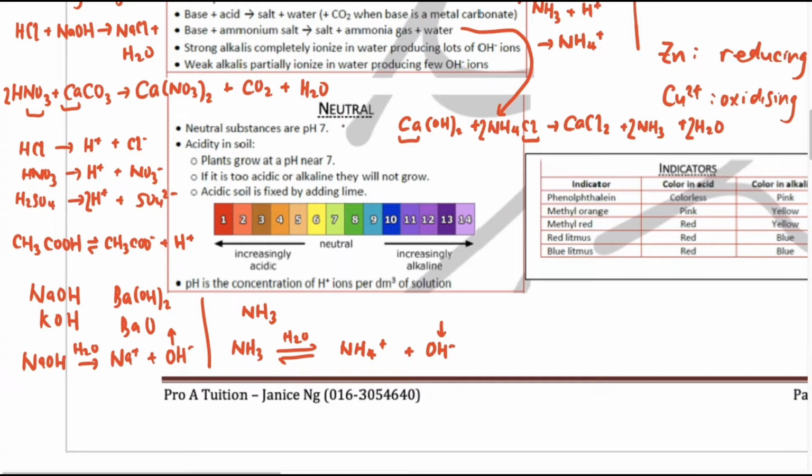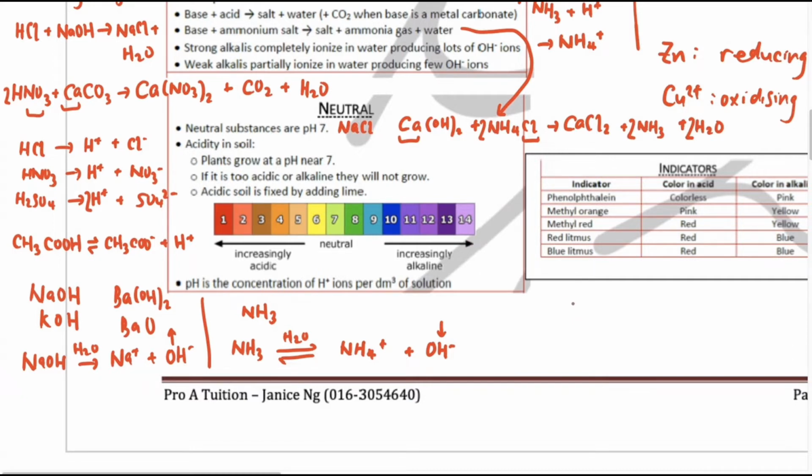Okay, now we look at here. Neutral substances are pH 7. So for example, NaCl is neutral. Okay. Acidity in soil. Plants grow at a pH near 7. If it is too acidic or alkaline, they will not grow. Acidic soil is fixed by adding lime. Okay, so you have to know lime in this particular way.